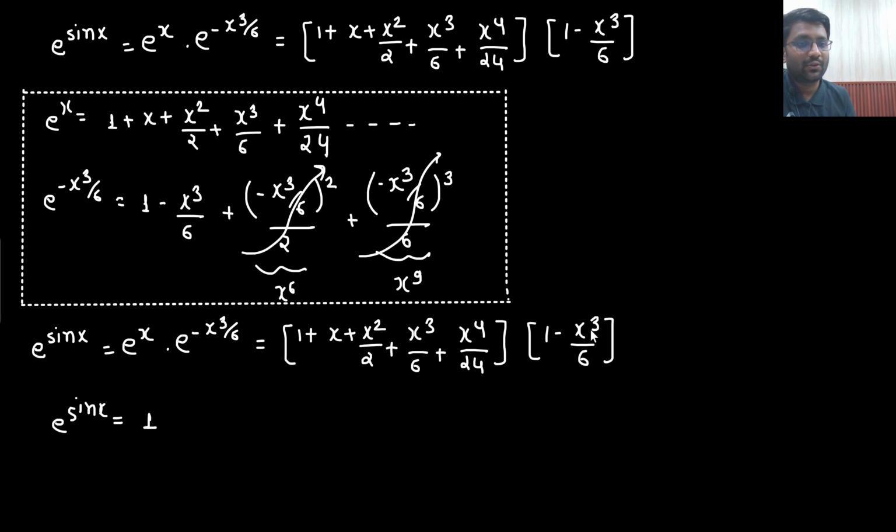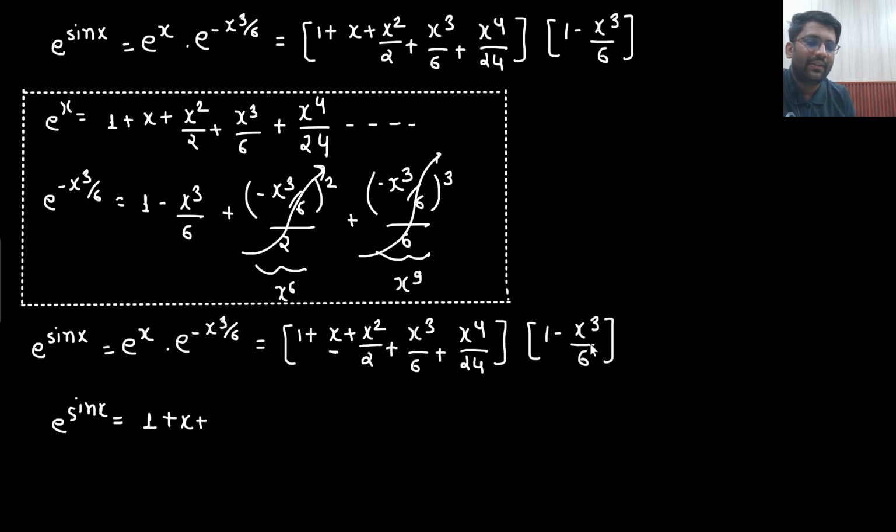X to the power 2 multiplied with x to the power 3, you will get x to the power 5. X to the power 3 multiplied with x to the power 3, you will get x to the power 6. Here you will get x to the power 7. X multiplied with x to the power 3, you will get x to the power 4. 1 multiplied with x to the power 3, you will get x to the power 3 only. I need x to the power 1, so I can get x to the power 1 only when x is multiplied with 1.